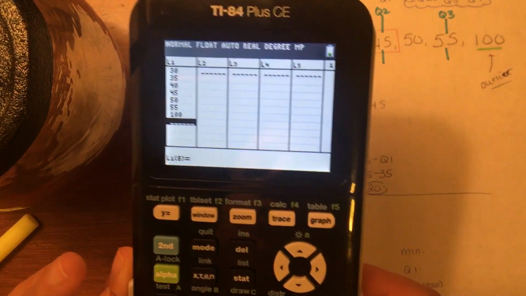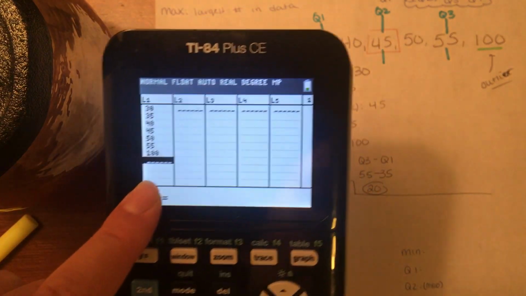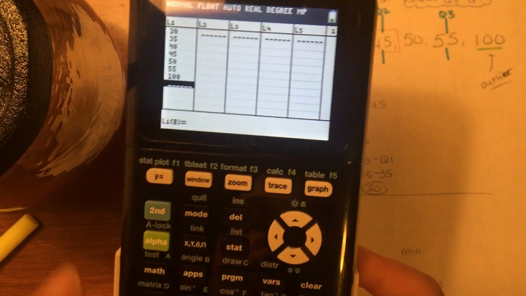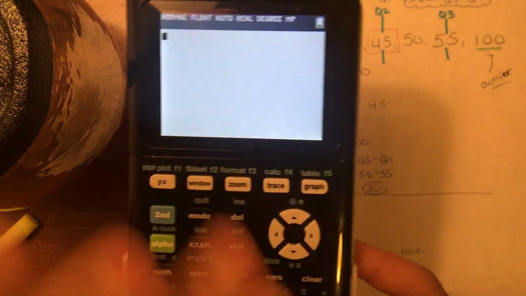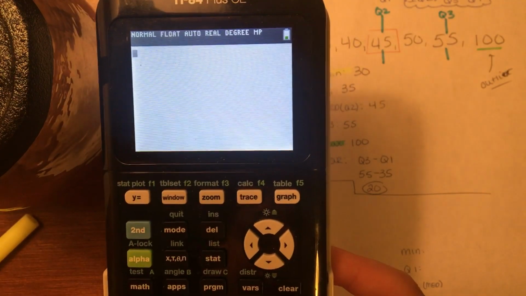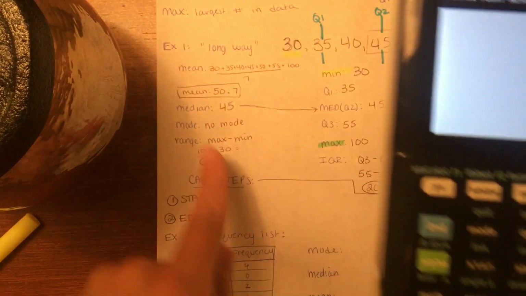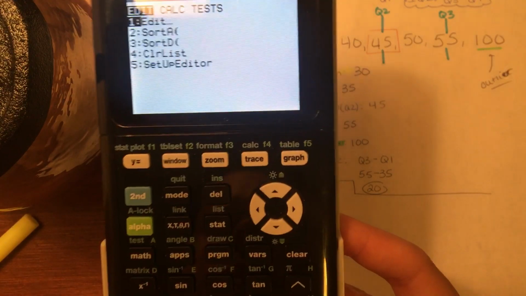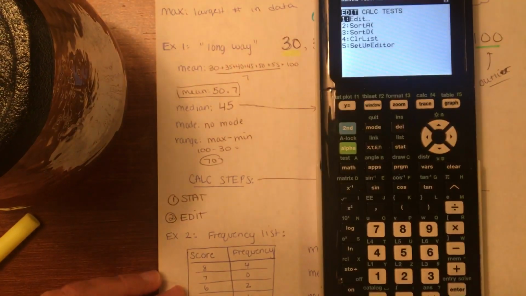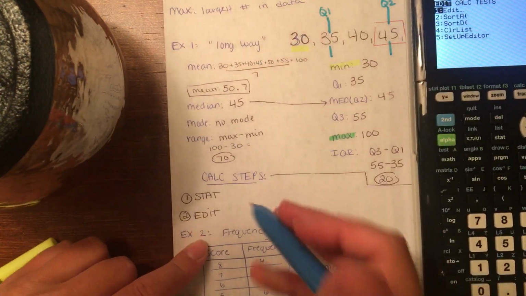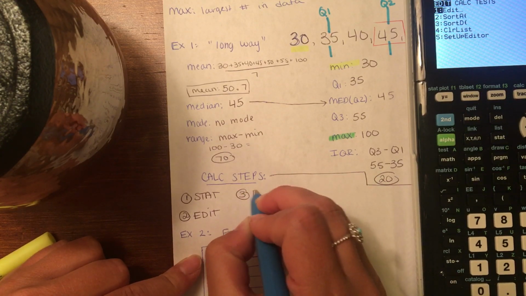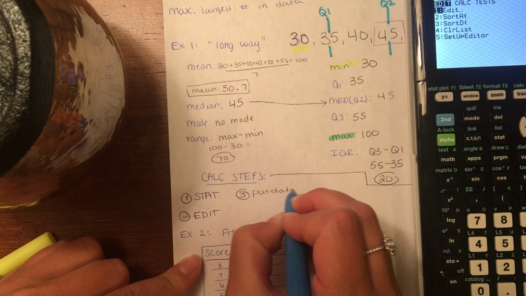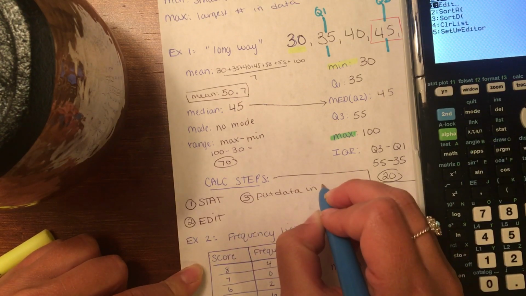Okay, so you have your pieces of data in here. You want to quit out of here. So to quit, you hit second quit. Okay, it's going to store that. It knows it's in there. And then to calculate these statistics, you go back into stat. So stat edit, I'm going to say step 3 is put data in L1.